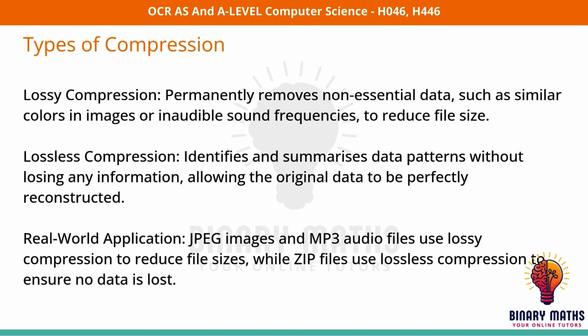There are two main types of compression, lossy and lossless. Lossy compression is a method that permanently removes non-essential data, such as similar colors in images or inaudible sound frequencies, to reduce file size. While this results in a smaller file size, some data is lost in the process.